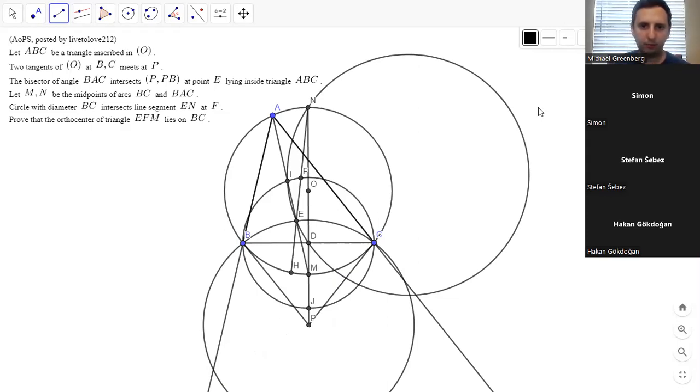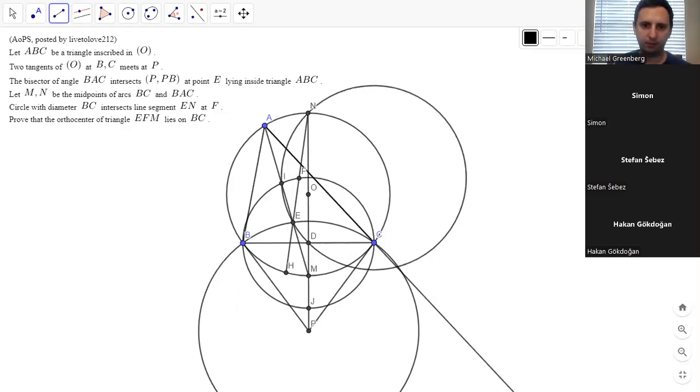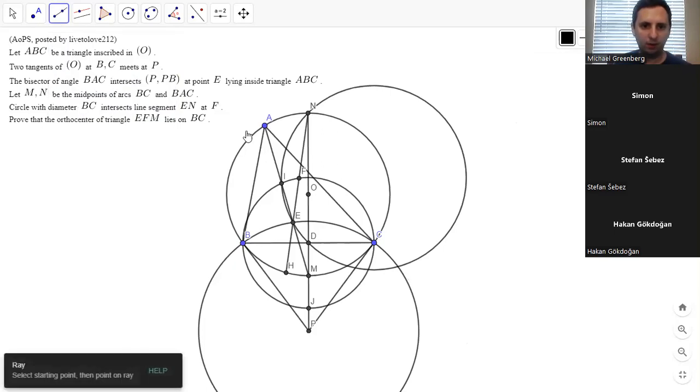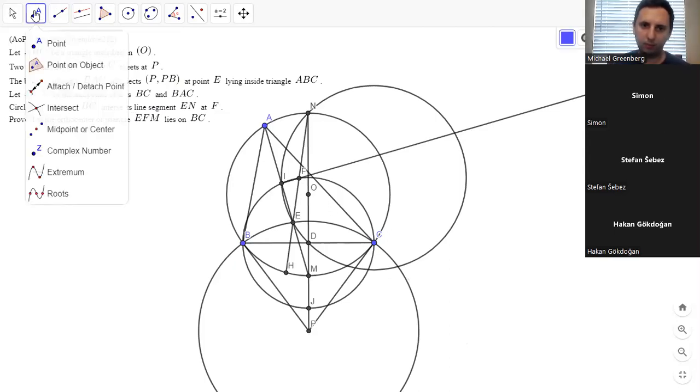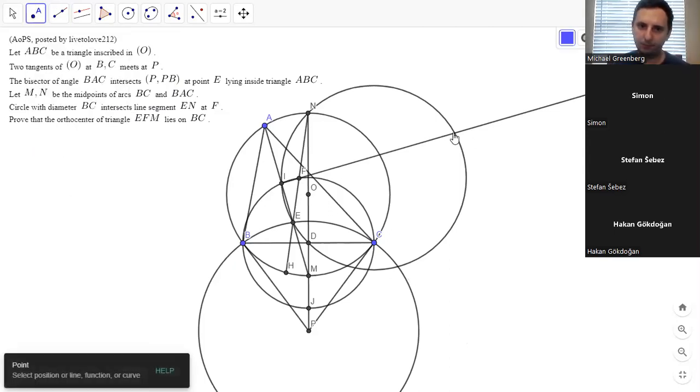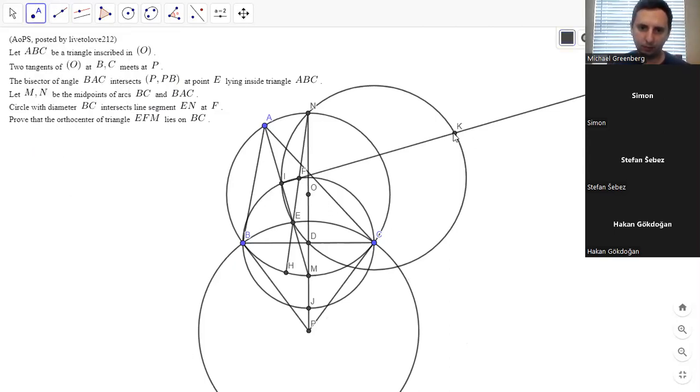You know what? I'm going to try to use this circle right here. So what if I draw, because we want to show this is a right angle, right? So maybe I could use this point right here. I want to show KIE equals 90. Maybe I could show KNE is 90 or KDE is 90.